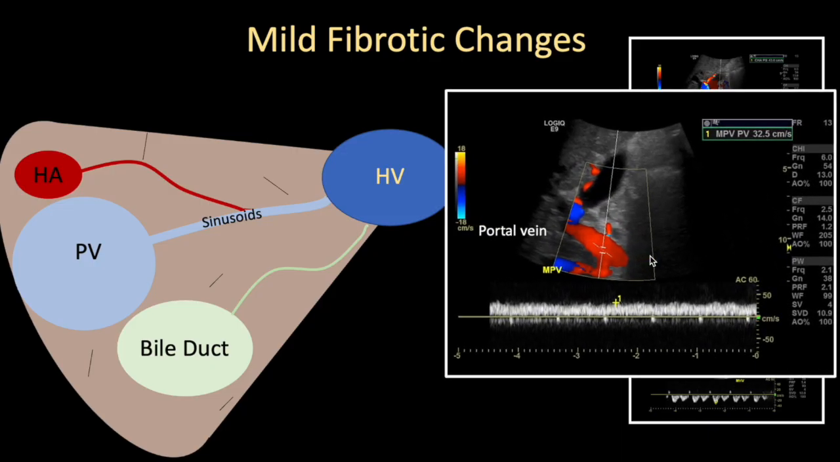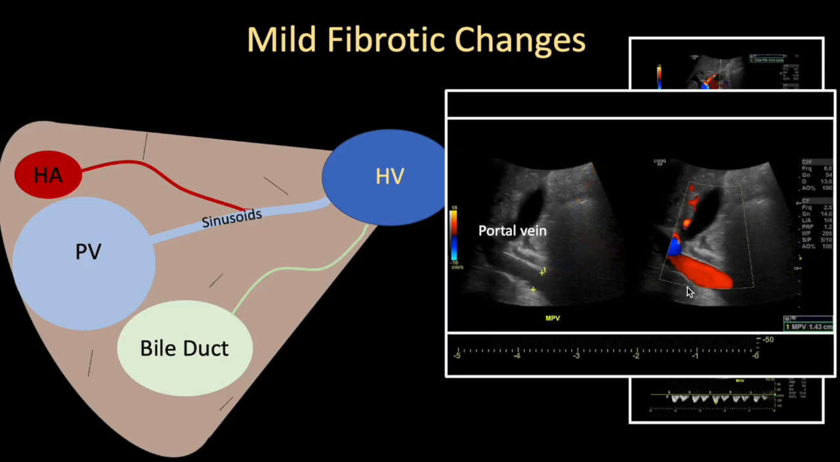So let's take a look here. We can see that there's an overall flattening or decreased phasicity to the portal vein. And we can also see potential engorgement of the portal vein itself. Some people say 13 millimeters, some say 16 millimeters, as far as what constitutes pathologic dilatation of the portal vein.